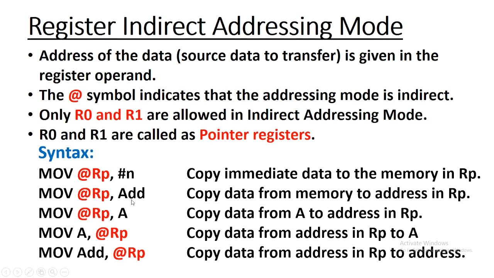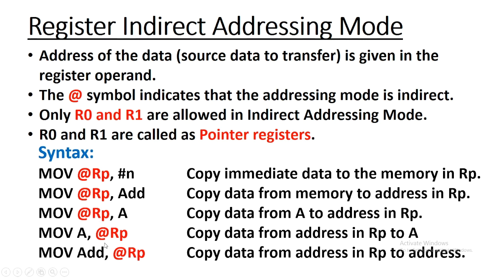Next is move @rp comma address. The content of this memory location is copied into another memory location whose address is given by the pointer register. In this instruction, move @rp comma a, the 8-bit content of the accumulator is copied into a memory location whose address is given by the pointer register.